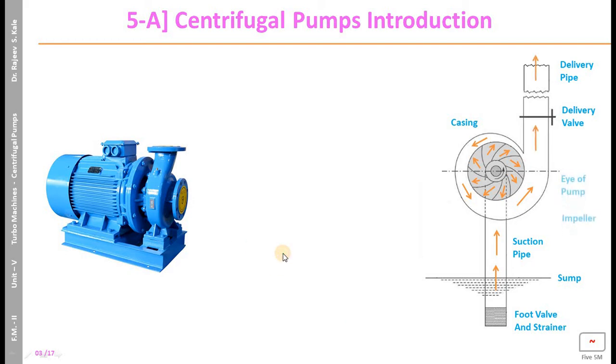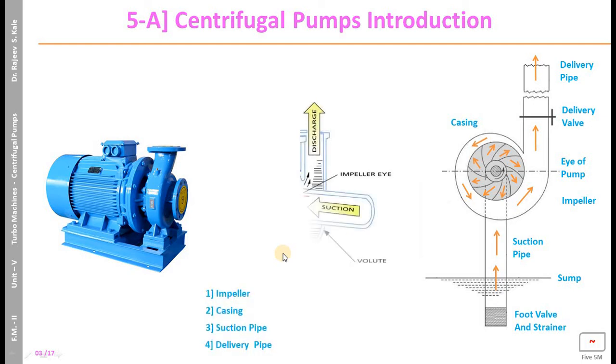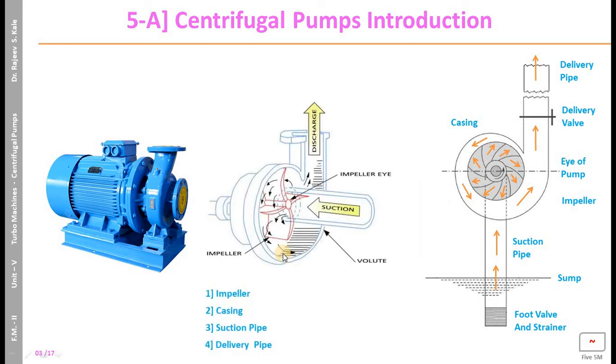You take the cross section of the casing. So this is the suction pipe, the inlet for the pump. This is the eye of the impeller. These are the curved blades attached to the shaft.